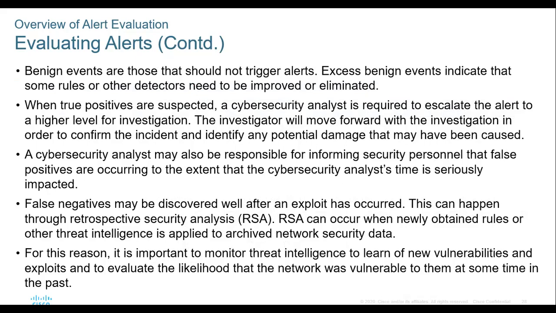False negatives may be discovered well after an exploit has occurred. This can happen through retrospective security analysis. RSA can occur when newly obtained rules or other threat intelligence is applied to archived network security data. For this reason, it is important to monitor threat intelligence to learn of new vulnerabilities and exploits, and to evaluate the likelihood that the network was vulnerable to them at some time in the past.